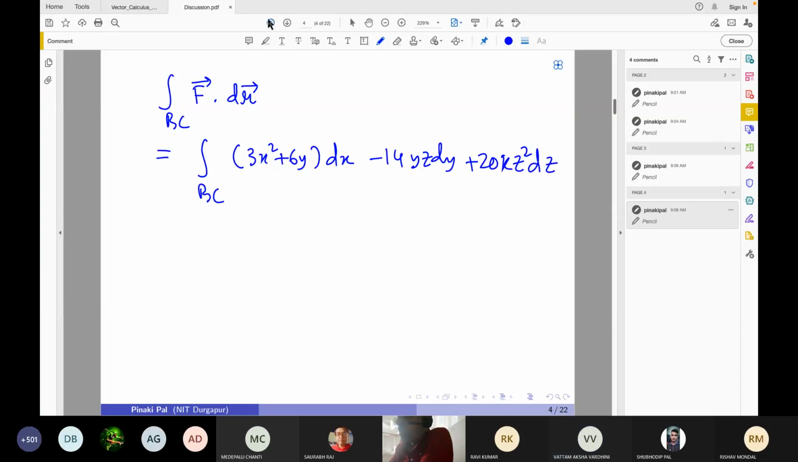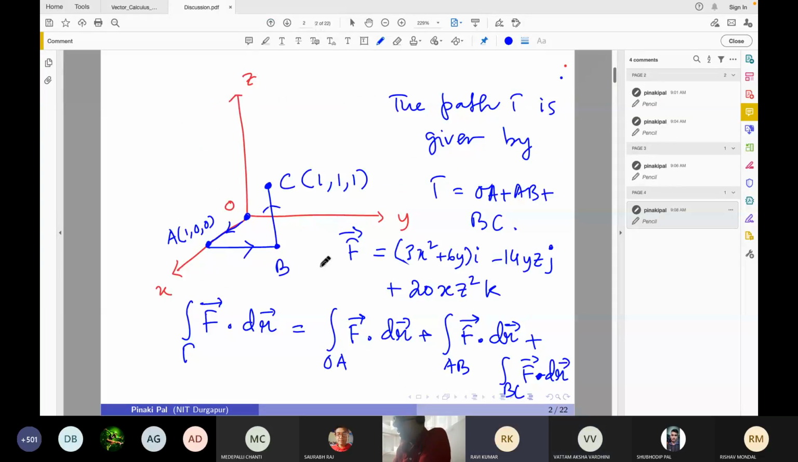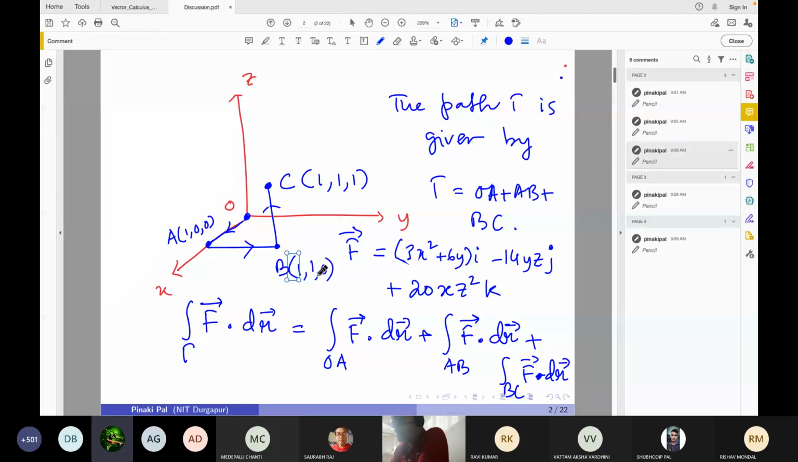And now let us look at the figure. On BC, z is changing from 0 to 1, and x is equal to 1, y is also equal to 1 at this point. So this is the point (1, 1, 0). dx and dy are equal to 0. Only the z coordinate is changing, from 0 to 1.